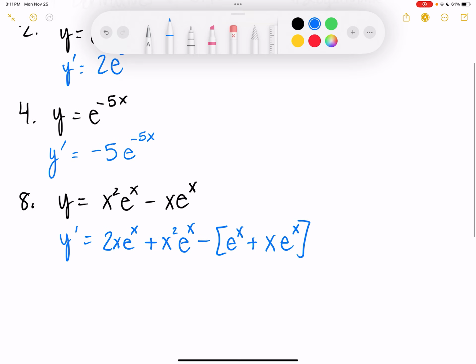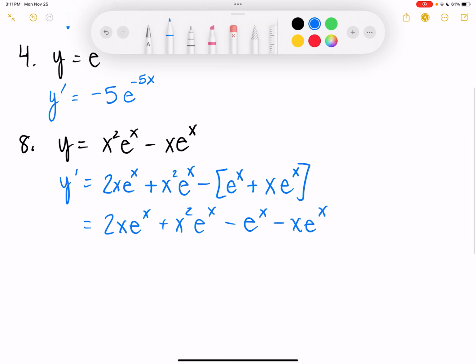Now I would go through and change all the signs here. So this would be 2x e to the x plus x squared e to the x minus e to the x minus x e to the x. Now, would you agree that these two are like terms? Yes. So I'm going to combine those. So I'm going to end up with x squared e to the x plus x e to the x minus e to the x.